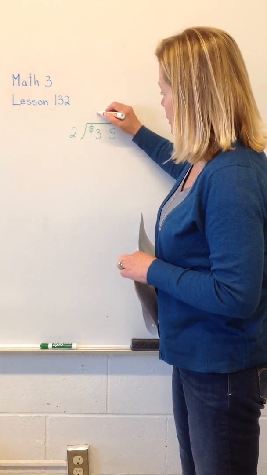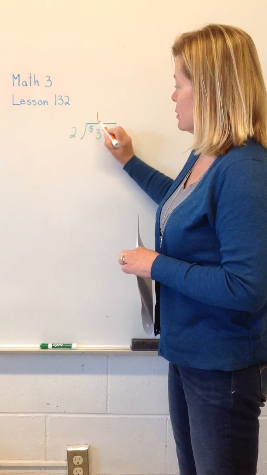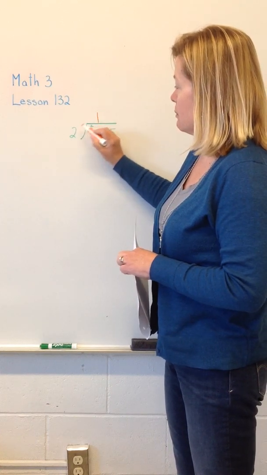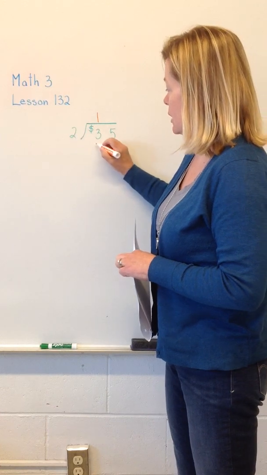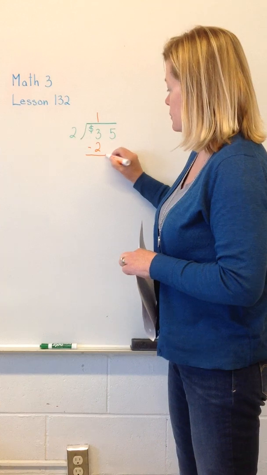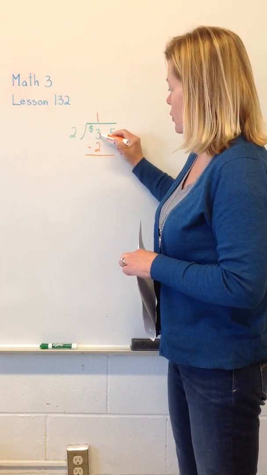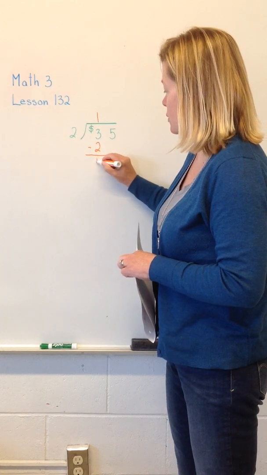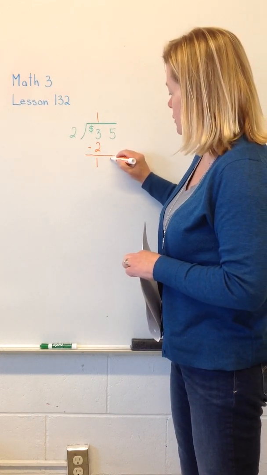We're writing the 1 right above the 10 so that we can see how many 10s they will get. Then remember, our next step is to multiply. So 1 times 2 equals 2. Then we need to subtract that. I better make my line a little longer. 3 minus 2 is 1. Now we're going to bring the 1s down.